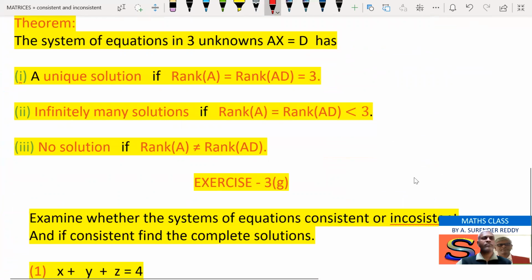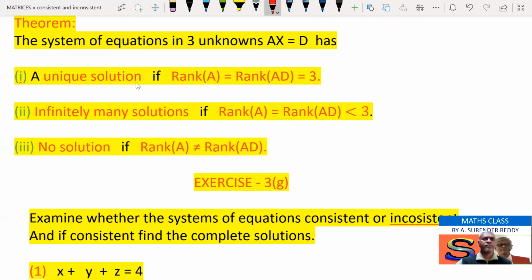Look at this theorem. The system of equations in 3 unknowns AX is equal to D has a unique solution if rank of A is equal to rank of AD, that is equal to 3. Important theorem. Rank of A, rank of AD is equal to 3 అయినప్పుడు ఆ వ్యవస్థకు ఏకైక సాధన ఉంటుంది, యూనిక్ సొల్యూషన్.